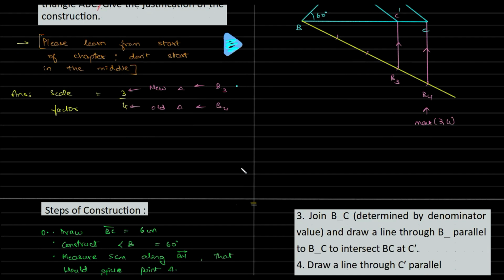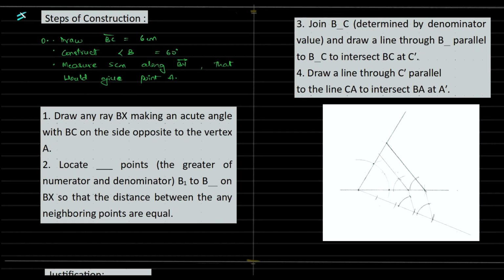So, steps of construction. I have added an extra step, so please have a look at that. I spoke about the length BC being constructed and angle P being 60 degrees and marking a 5 centimeter long line to get ABC. And joining all of this will give us a triangle.